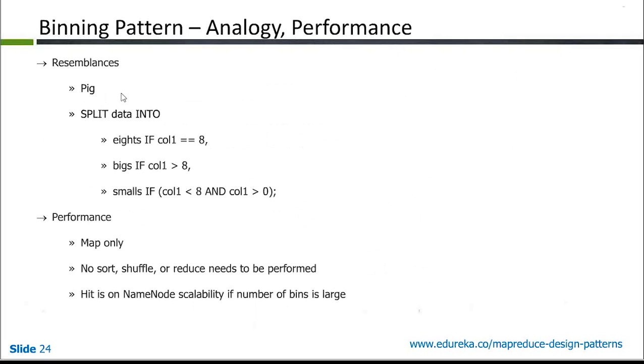There is something resembling this in Pig, and it's implemented through a split. So you split data into this bin if this condition is true, into this bin if this condition is true, and into small bins if this condition is true. So 3 different bins are being created using this simple Pig command.